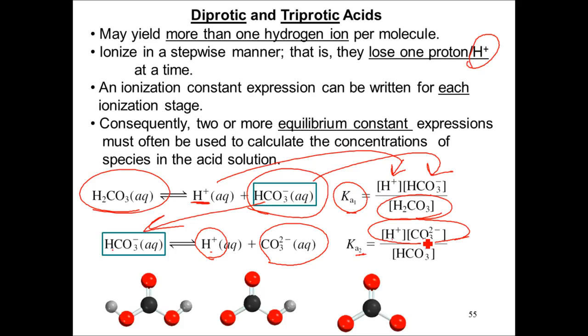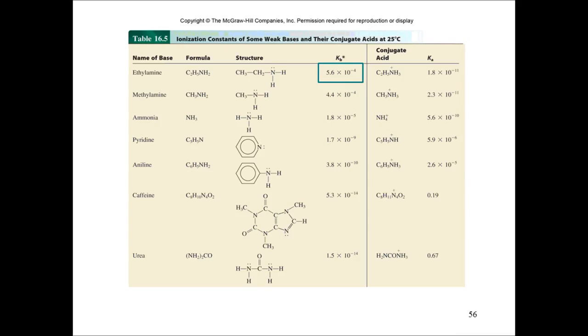On slide 56, table 16.5 has the ionization constants of some weak bases and their conjugate acids at 25 Celsius. We'll do some problems with ethylamine, so C2H5NH2 and Kb, because this is a base we have here. You can see how it will become a hydrogen ion acceptor when you turn into its conjugate acid. So the Kb is 5.6 times 10 to the minus fourth. The Ka for this conjugate acid, 1.8 times 10 to the minus 11.